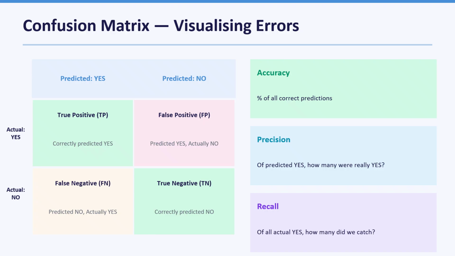From this matrix, we derive three key metrics. Accuracy is the percentage of all correct predictions. Precision asks, of all the people we predicted as positive, how many actually were. Recall asks, of all actual positives, how many did we catch. In medical diagnosis, we prioritize recall. We would rather have false alarms than miss real cases. Different problems require different priorities.